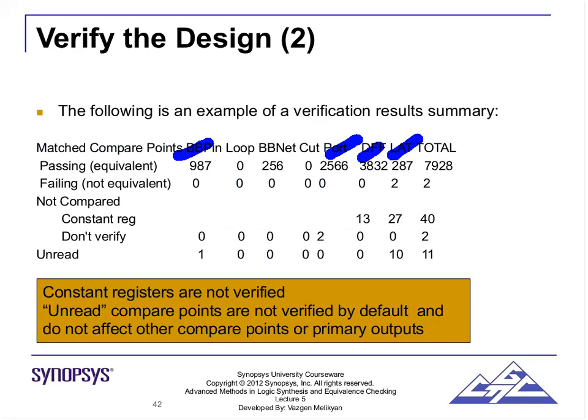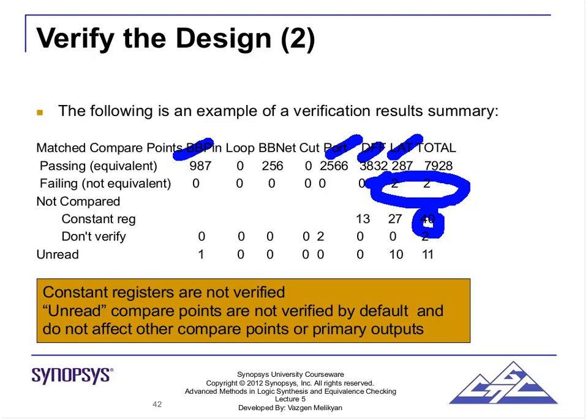It tells that there are a total of two latches which are not equivalent. What is not compared? Constant registers are not compared, which is expected. If you are doing RTL versus netlist, Design Compiler would have optimized off the constant registers. So the register that is optimized off during synthesis will still be present in the RTL, the reference design, but the register will be absent in the netlist. So obviously it will not be compared.